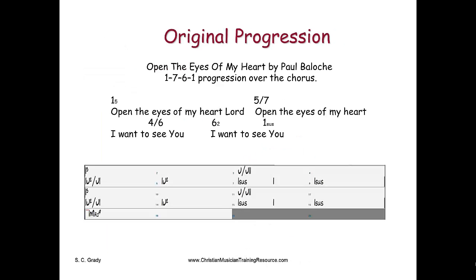In the original song, Open the Eyes of My Heart, the song uses a 1-7-6-1 progression over the chorus. And the chorus is the only part of the song that I'll be using for the example of applying additional chord harmony for this particular lesson. So why don't we take a listen to how the song sounds using a 1-7-6-1 progression.